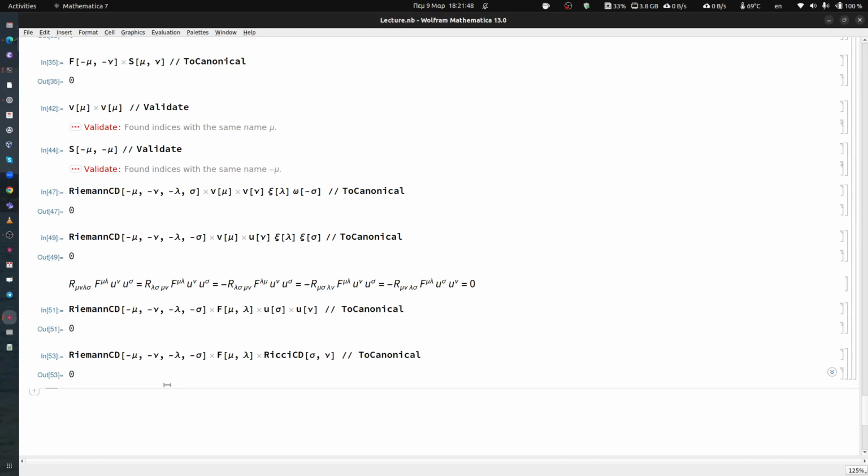Now sometimes we have more complicated expressions where we want to use the power of the simplification routines of Mathematica as well. So there is a function which is called Simplification, which basically first applies ToCanonical and then the Simplify function of Mathematica.